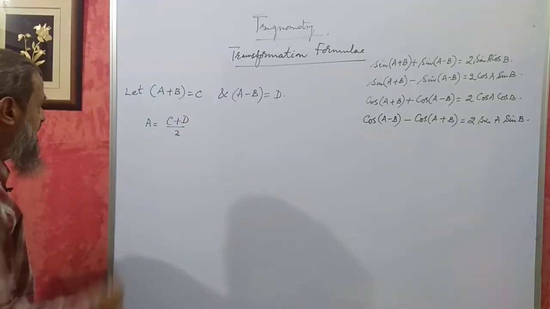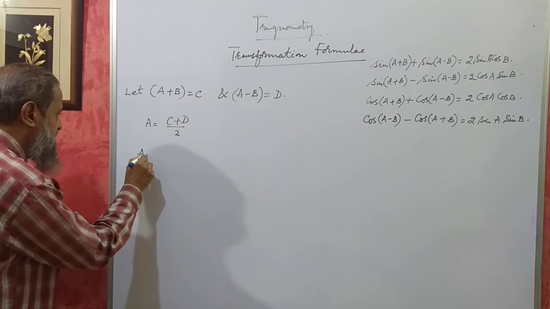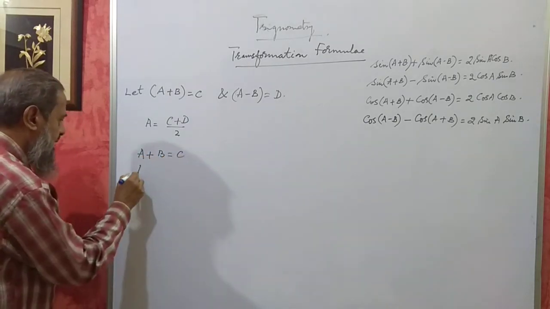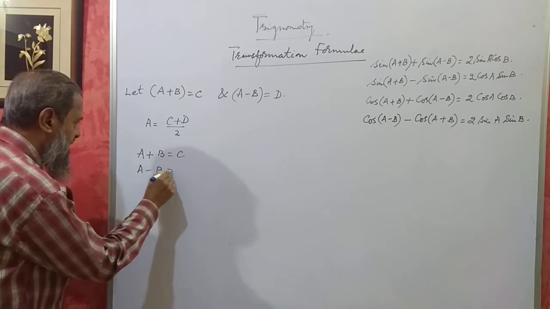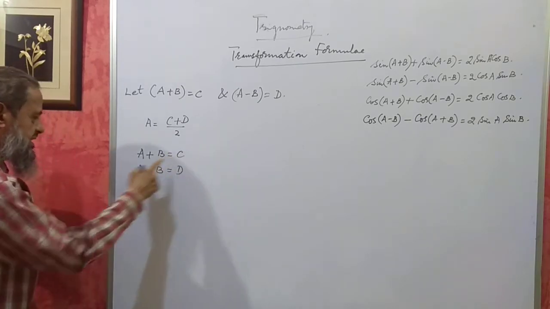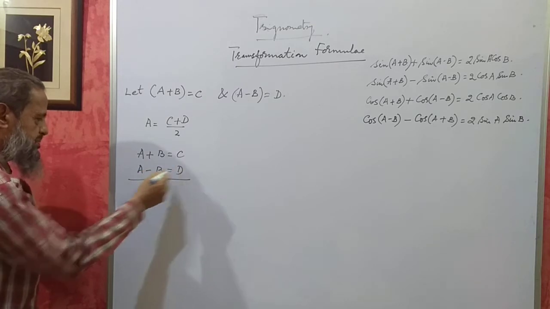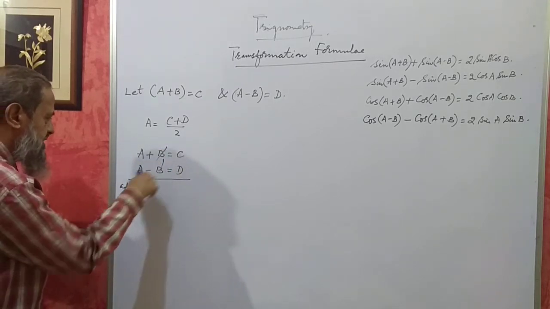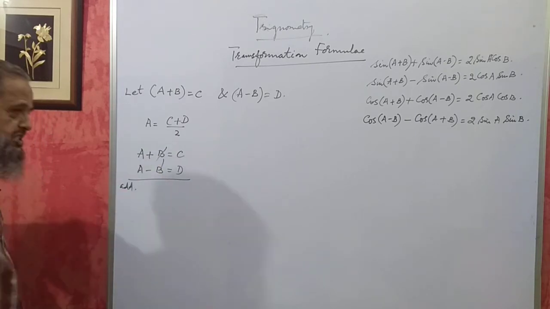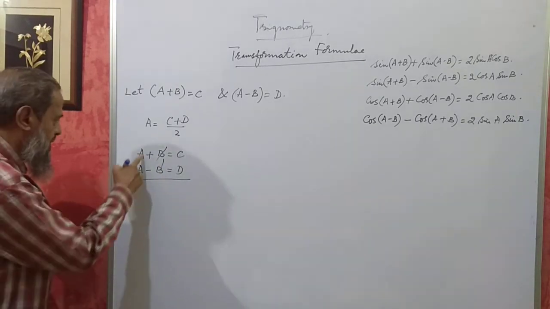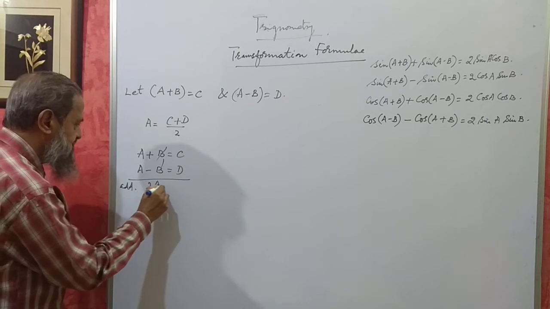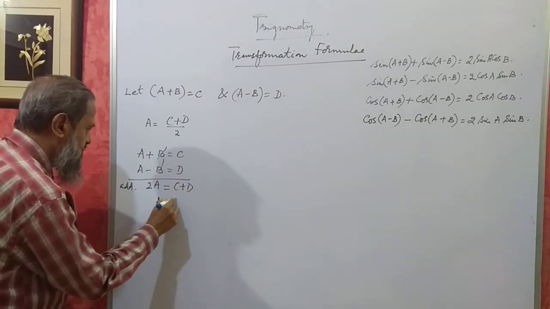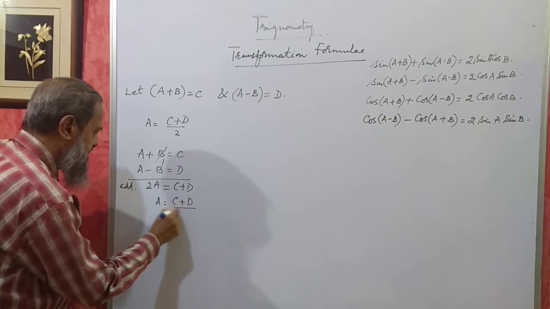How? See, A plus B is equal to C, A minus B is equal to D. We have put A plus B as C and A minus B as D. If you add, this B gets cancelled because one is positive and the other one is negative. A plus A is 2A is equal to C plus D. So A will be equal to (C plus D) by 2.